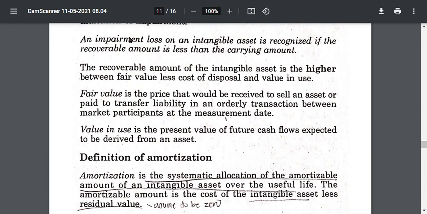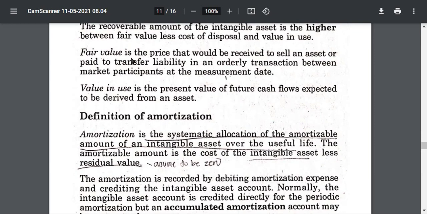So how would you recognize an impairment loss? The impairment loss on an intangible asset is recognized if, basic na concept ng impairment loss, the recoverable amount, paano nga kunin si recoverable amount, the higher between the fair value less cost to sell and value in use. Whichever is higher between the two, yun yung recoverable amount mo. So yung recoverable amount mo, i-compare mo siya sa carrying amount. Pag mas maliit na si recoverable amount kaysa sa carrying amount, then that's the time that there is impairment. So you have to recognize impairment loss.